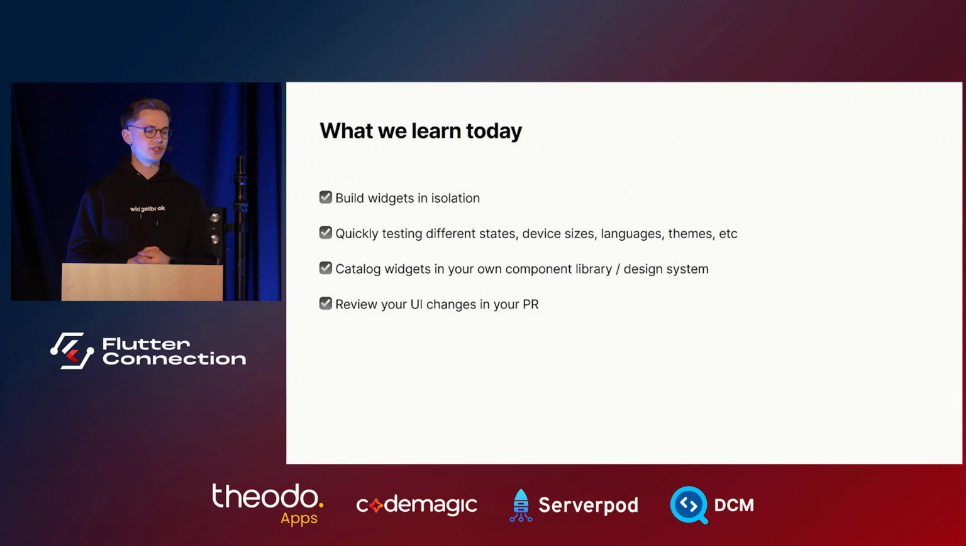Today we're going to learn how we can build our widgets in isolation, how we can quickly test widgets in different states, device sizes, languages, etc. So basically in all the different configurations that we could have, how we can then catalog our widgets in our own component library or design system, as Anton just talked about, for example, and how we can then also review our UI changes in our pull request.